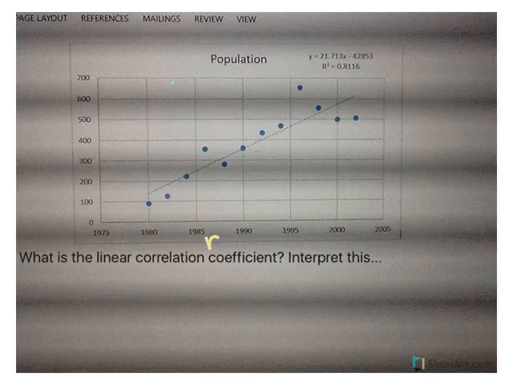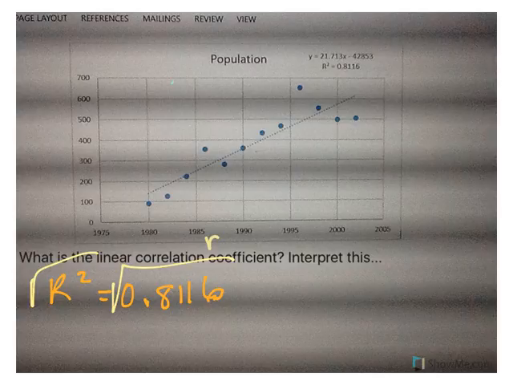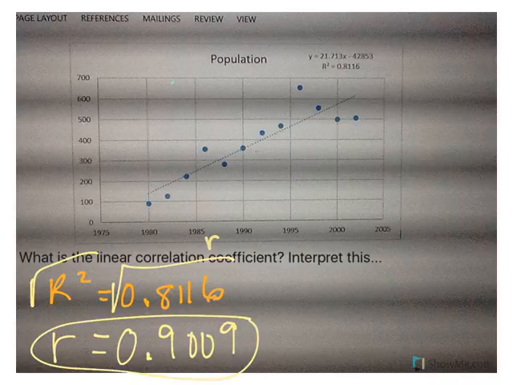Okay, with all of that being said, if I have an r squared value of 0.8116 and I want to find the linear correlation coefficient, I need to unsquare this, right? We also talk about that as being square root. So it's an equation. Do the same thing to both sides. So I'm going to take the square root of both sides. The square root of r squared is r. The square root of 0.8116 is 0.9009. Now, if you have a linear correlation coefficient 0.9 or above, that's pretty good.